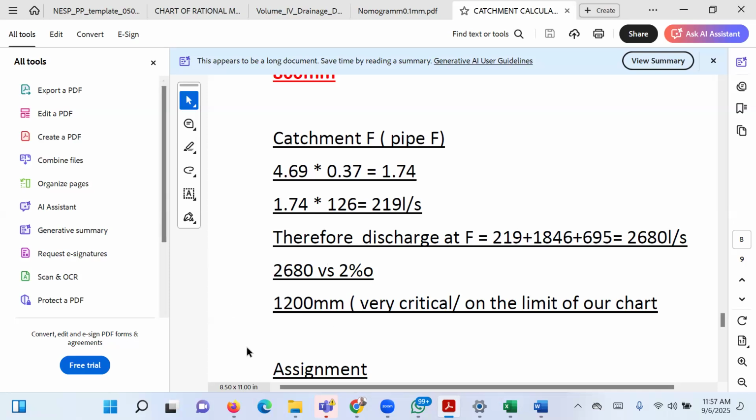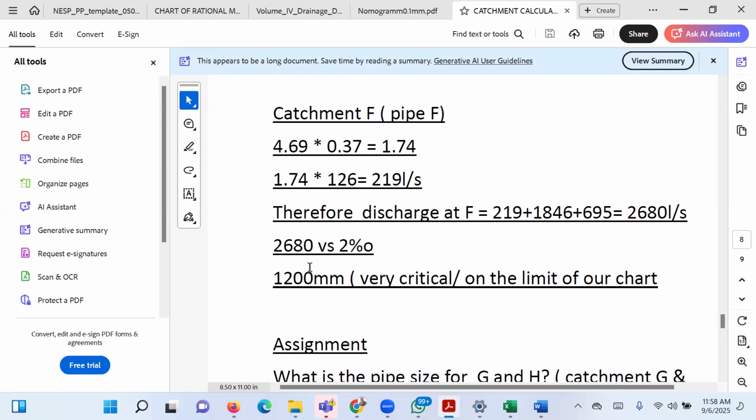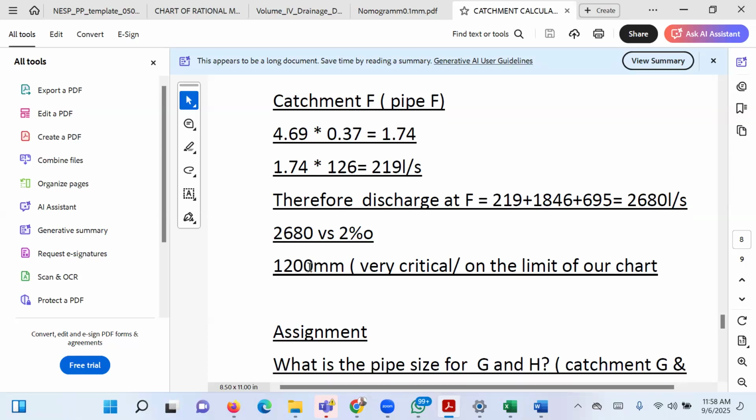But the limit that this chart can design is a 1.2 mm diameter circular pipe. That's why we said that the rational method has a limit of 75 hectares to 100 hectares. Anything above that, rational method will not give you that required accuracy.